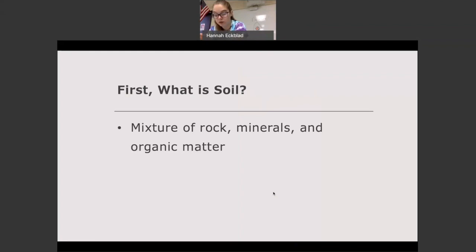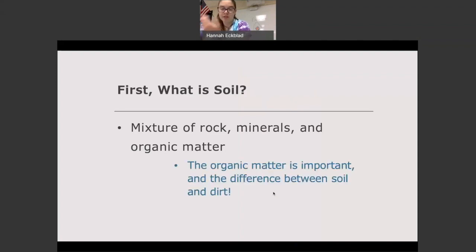So you've got 7 billion organisms in 7 billion, backtrack. You've got about 1 billion organisms per teaspoon of soil. So if you have 7 teaspoons of soil, you have 7 billion organisms. So a handful of soil has more organisms than there are people in the world. As I just said, organic matter is important. It's the difference between soil and dirt.